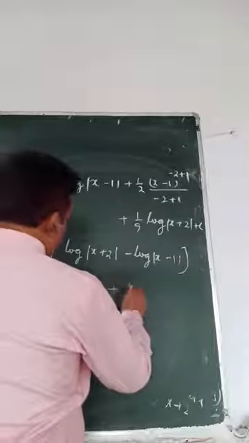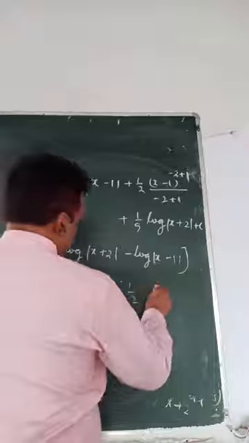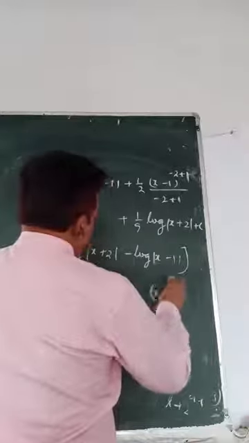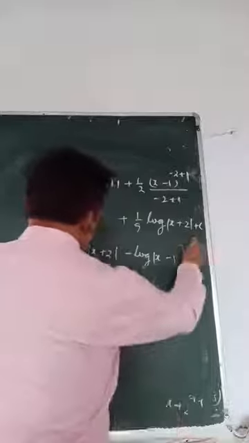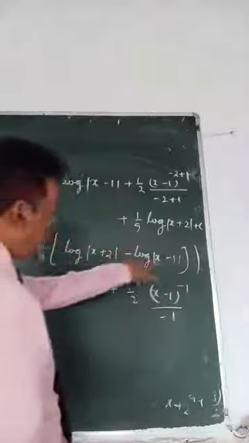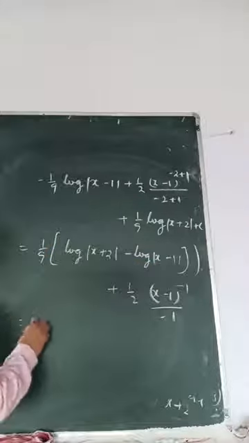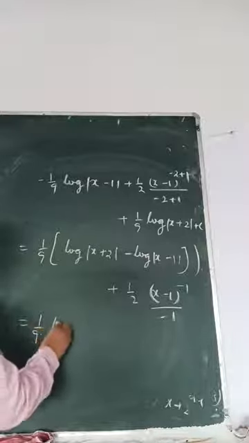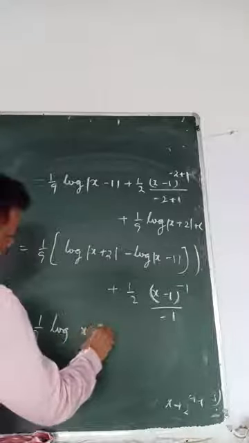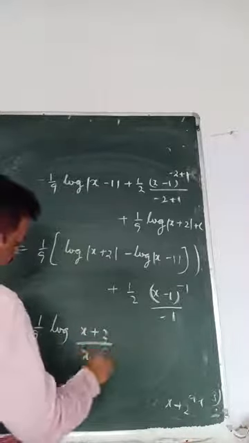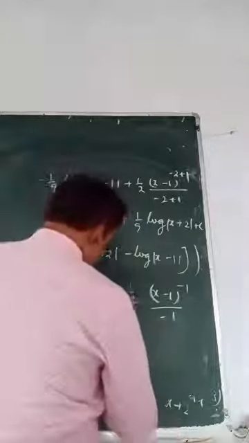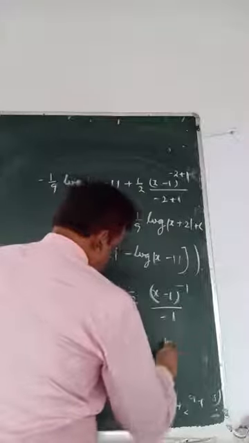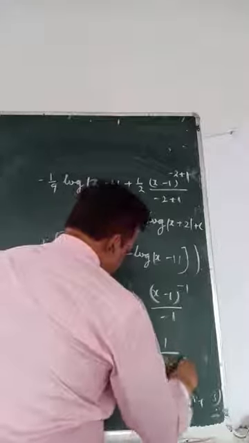Plus 1 by 2, minus 1 by minus 1. So log A minus log B. 1 by 9 log x plus 2 by x minus 1. This is minus 1 by x minus 1 plus.